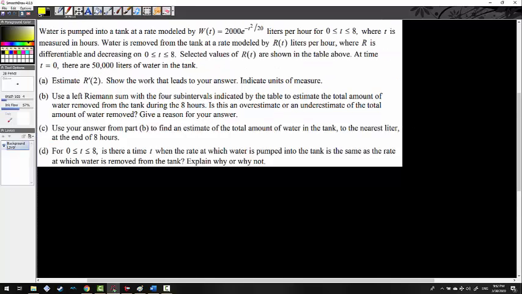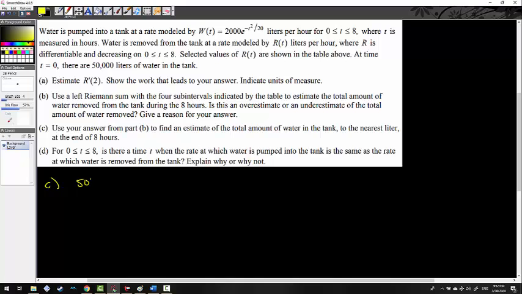Part C is asking us to use the answer from Part B to find an estimate of the total amount of water in the tank to the nearest liter at the end of 8 hours. If I want to find out how much water is in the tank, I have to consider three things. One, how much water was already there. Then I add the total amount of water that went into the tank, and then I subtract the total amount of water that has exited the tank.